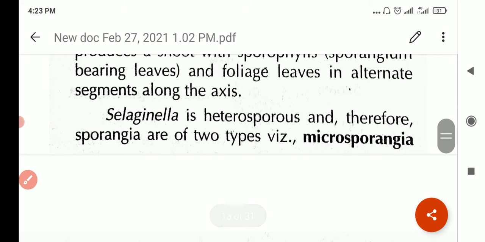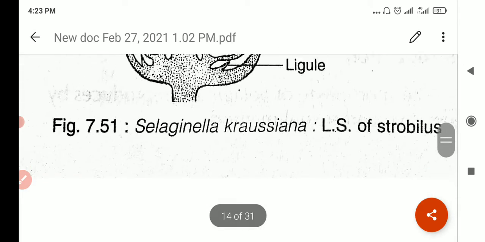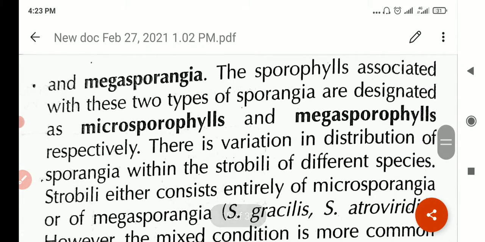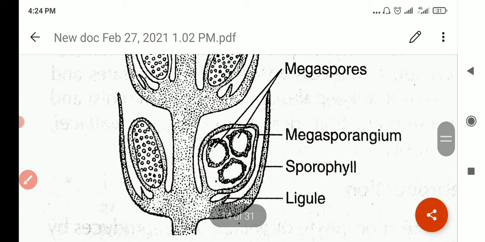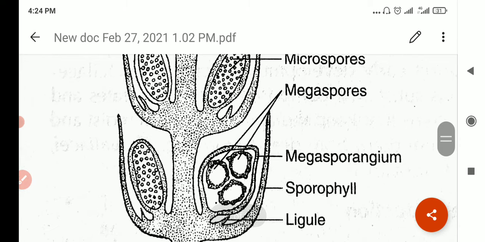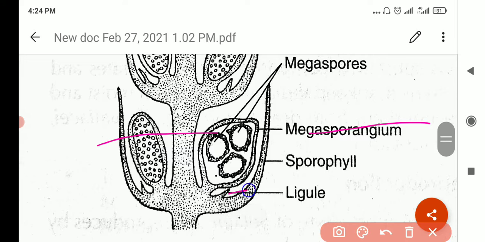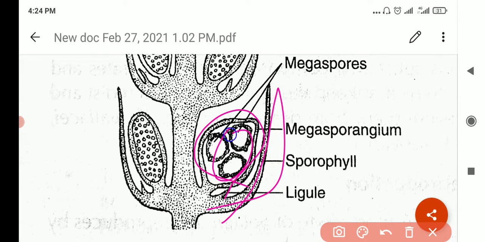So there are two types of spores. It is heterosporous, and the sporangia are of two types, that is microsporangia and megasporangia. The sporophylls associated with these two types are known as microsporophyll and megasporophyll. I've already explained that during the practical, so it's very easy for you. See the image. There you have the ligule, the sporophyll, then the megasporophyll, the megasporangium, and these are the megaspores.